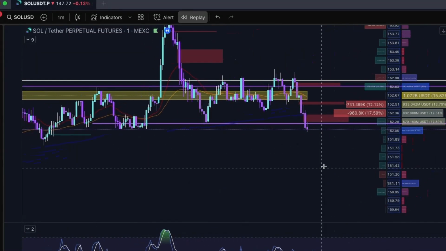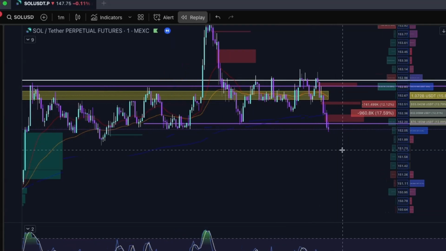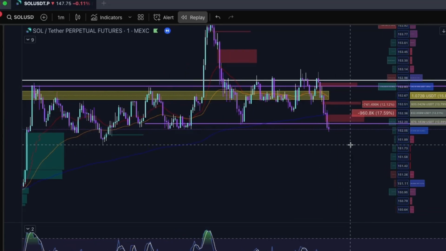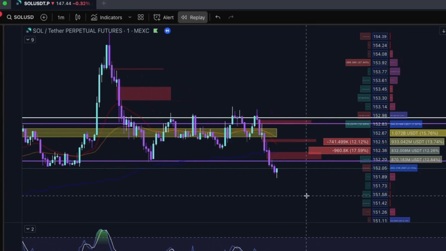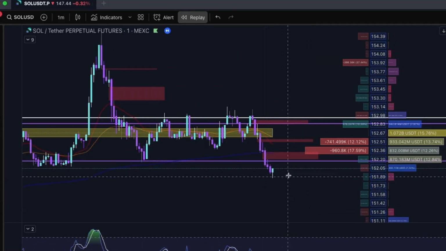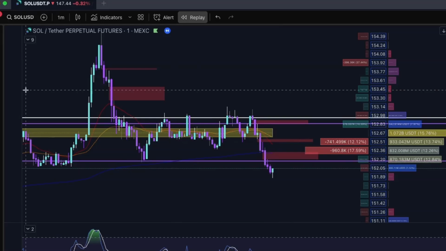So because there was so much resistance at the previous day high and the opening range breakout, now we have a break to the downside following that bearish divergence we saw in the hourly time frame. So now we do have a break to the downside, so we are looking for a retest into this area here on this purple line.